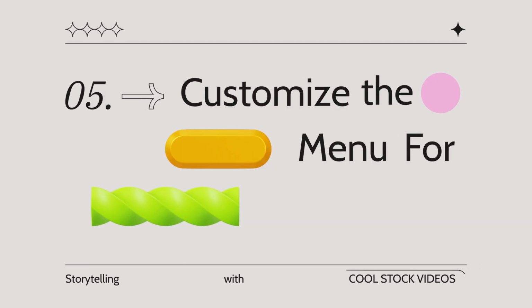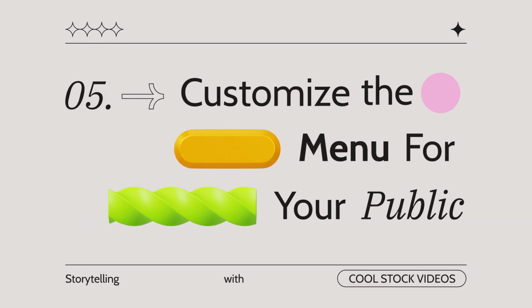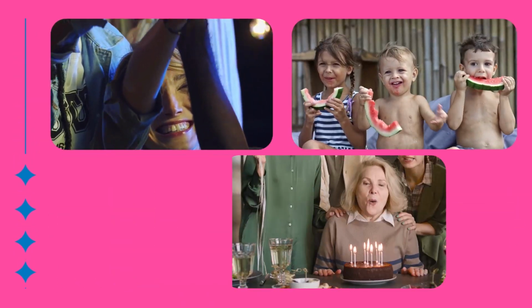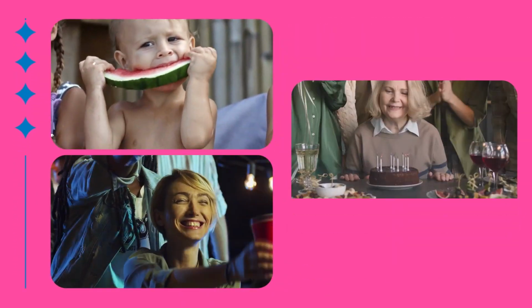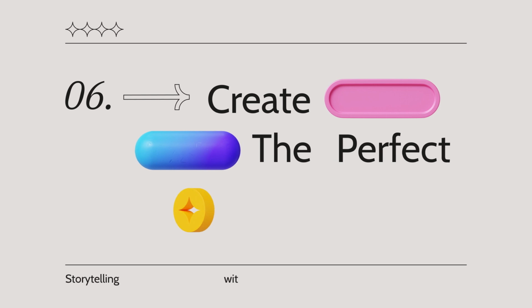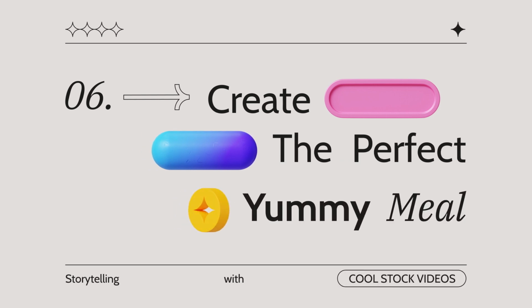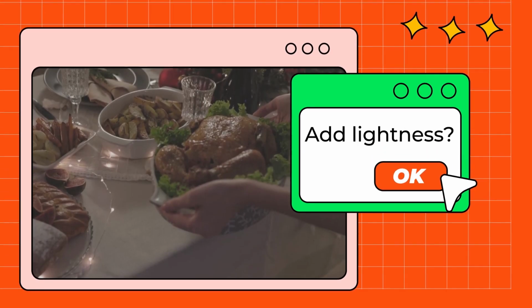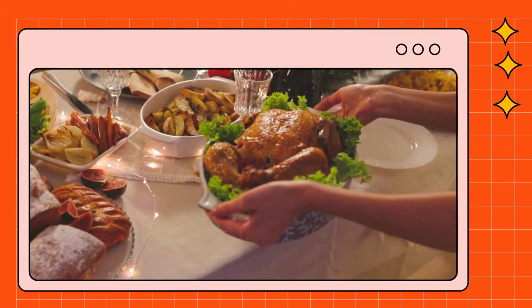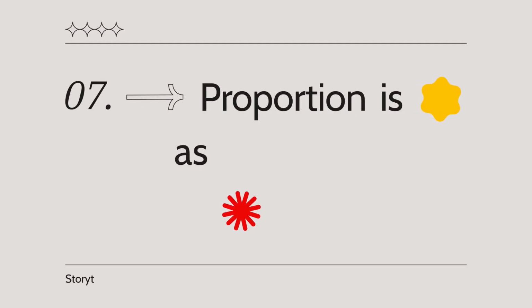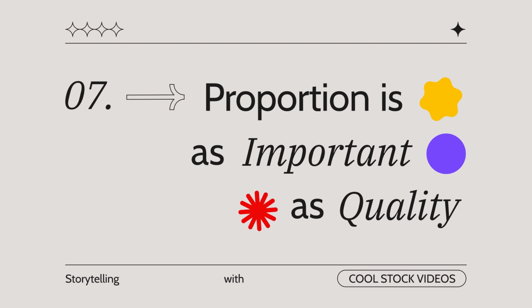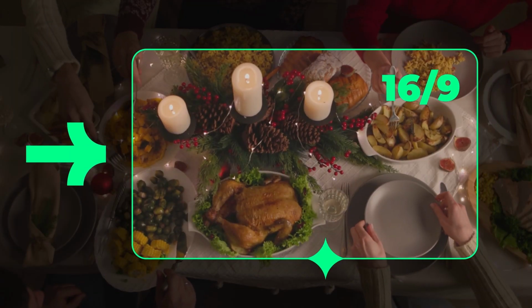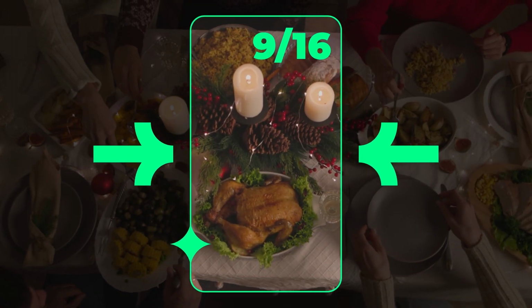Customize the menu for your public. Select footage that aligns with the tone and style of your video. Create the perfect yummy meal. Pay attention to lighting, color grading, and overall aesthetics. Proportion is as important as quality, so choose the perfect resolution for your video project too.